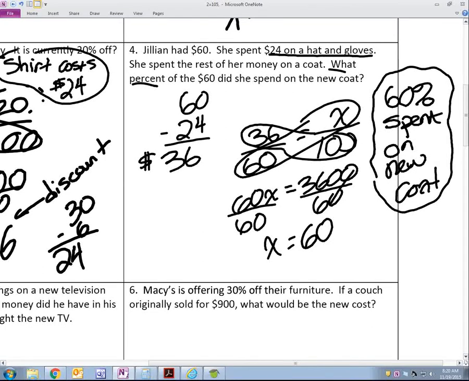$40 left over for number 4. See the part that I underlined there? What percent of the 60 did she spend? And we know that through this proportion, this is what she spent on the coat. This was the whole.